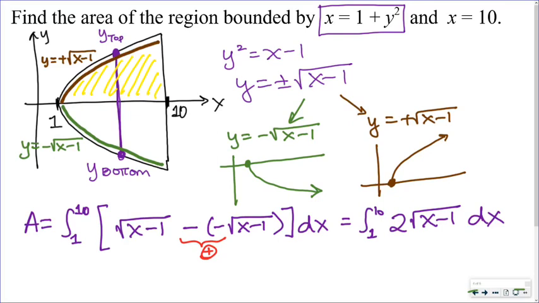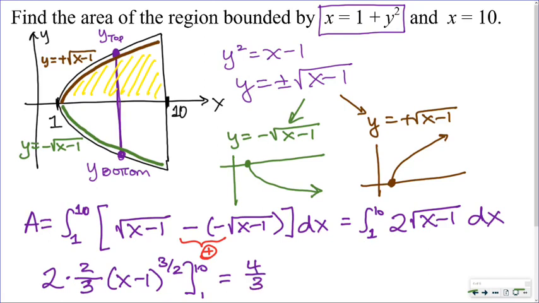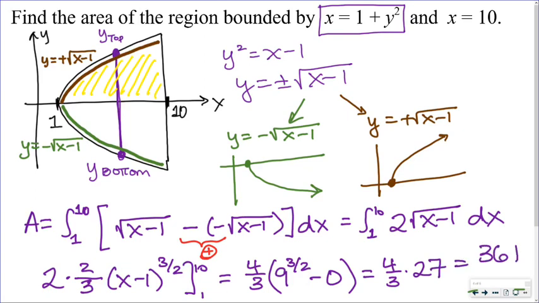And of course, you'll see that 2 root x minus 1 integrates to 2/3 x minus 1 to the 3/2 from 1 to 10, which gives me 4/3 9 to the 3/2 minus 0, which is 4/3 times 27, which is 36. The same answer we had previously, which is, of course, what we want. Okay.